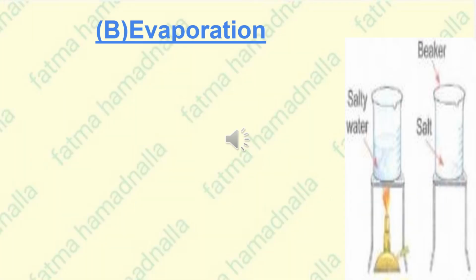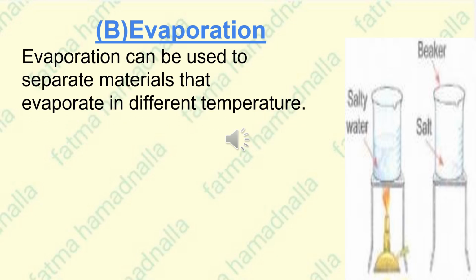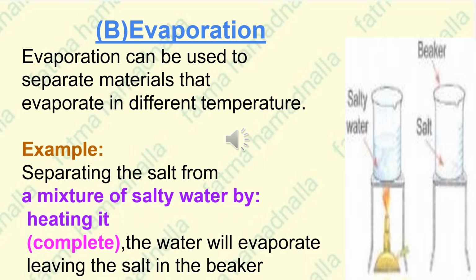B. Evaporation. Evaporation can be used to separate materials that evaporate at different temperatures. For example, separating the salt from a mixture of salty water. As the mixture heats up, the water will evaporate, leaving the salt behind in the beaker. Okay?